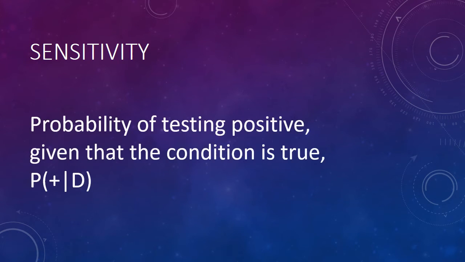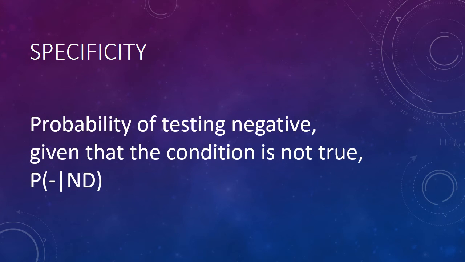Sensitivity is the probability of testing positive given that the condition is true. That is, of all of the people who actually have the disease, how many of them will the test actually show have the disease with a positive test result? The specificity is the probability of testing negative given that the condition is not true. So instead of thinking about all the people who have the disease, now we're thinking about all the people who don't have the disease. How many of them does the test accurately show don't have the disease with a negative test result? Those are the accurate cases, when the test gets it right.